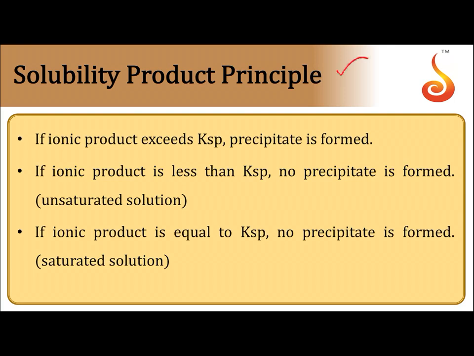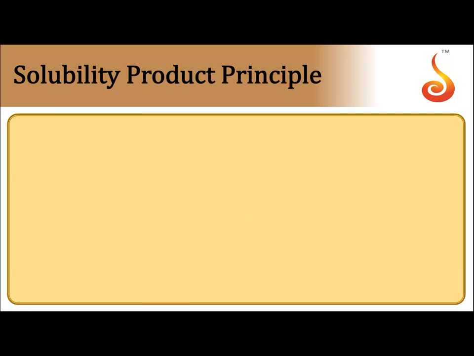Next, the solubility product principle. If the ionic product exceeds Ksp, then you can see precipitation taking place. Ionic product and Ksp have similar formulas, but Ip applies under different conditions. If Ip exceeds Ksp, we see formation of precipitate. If the ionic product is less than Ksp, no precipitate is formed. Even when equal, we cannot see precipitation. So the condition for precipitation is that the ionic product must be greater than the Ksp value.